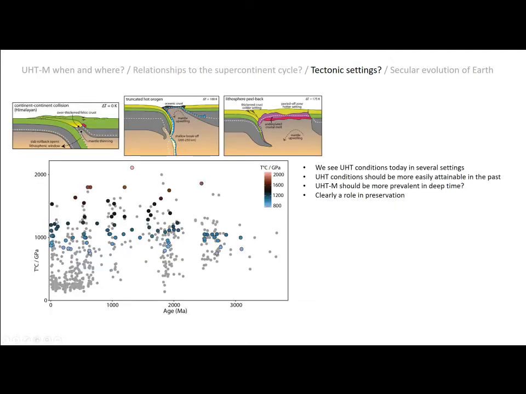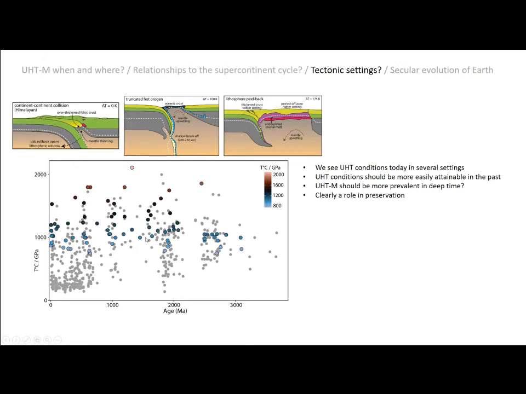So to summarise, we see UHT conditions in the modern environment, indicating that supercontinent amalgamation is not required, and nor are the hot mantle temperatures of the past. Modelling shows that UHT conditions would probably be more easily attainable in the past because the crust and the mantle do behave differently. So shouldn't UHT metamorphism be more prevalent in deep time?